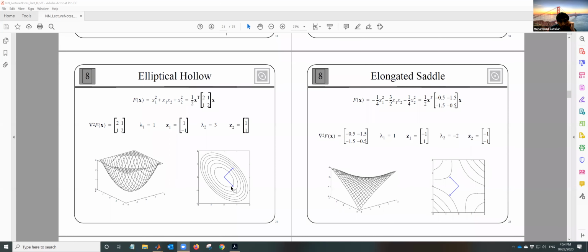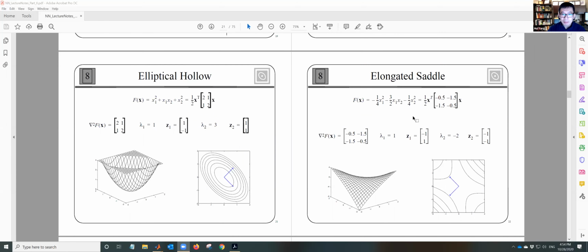And what is this direction? It's Z1. This is Z1, right? Because this is (1, -1), right? And along this direction, lambda 1 equals 1. That means when you walk, it's a little bit flat. But if you go here, it's a little bit steep. You will have more variation here. Does that make sense?